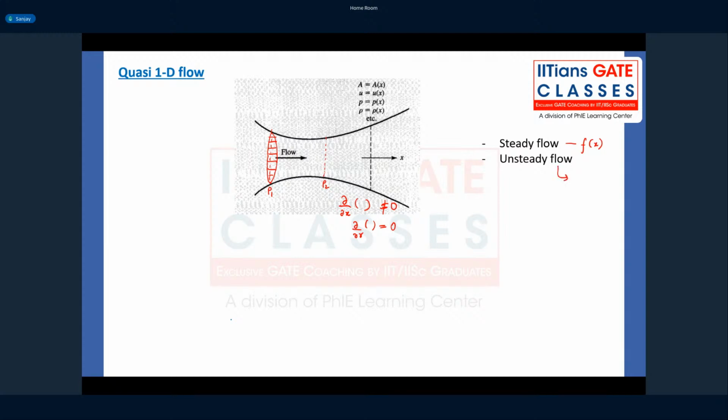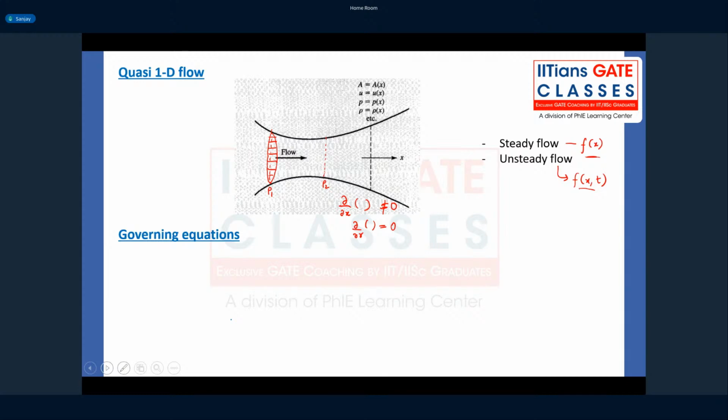If the flow is unsteady, it is going to be a function of what? Space and time both, right? Very good. If it is unsteady, it is a function of both space and time, because unsteady flows can fluctuate, so you can have temporal variation as well. Remember that for a quasi 1D flow, only these are the variations.